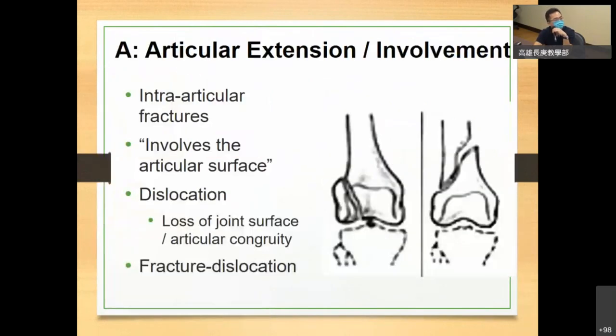If the fracture does not go all the way through, or only one cortex is involved, we say this is an incomplete fracture. And A means the articular extension. We should know whether this fracture involves the articular surface. If the fracture involves the articular surface, we favor surgery over conservative treatment. If it does not involve the articular surface, it may not require surgery, because a fracture with articular involvement may have a poorer outcome than one without articular extension. So articular extension is very important.